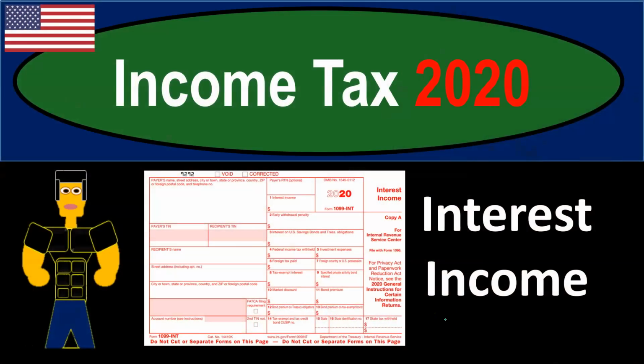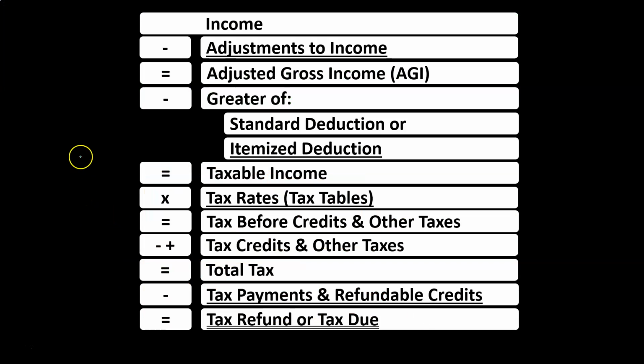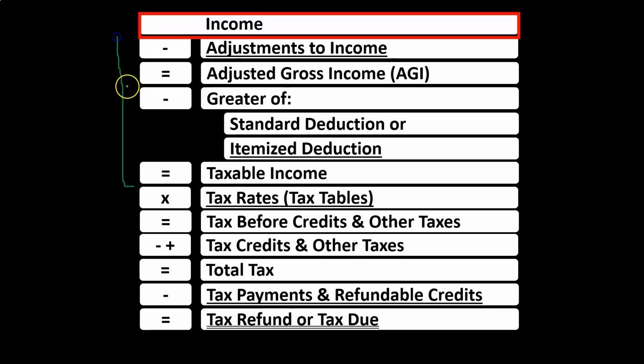Interest income. With regards to our income tax formula, we're going to be up top in the income line, remembering that we can basically cut this formula in half, the top half basically being a modified income statement, the bottom half then being the calculation of the tax, then applying the payments and credits to it to get to the bottom line, the tax refund or amounts due.